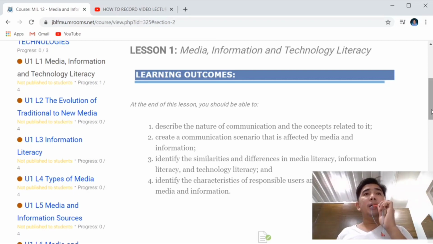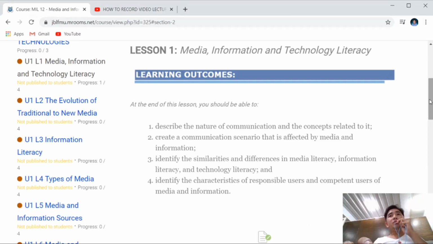And then number 4, we're going also to identify the characteristics of responsible users and competent users of media and information. As I've told you in the introduction before, there are different dangers when it comes to the use of communication and media to spread out information. So in this lesson, we're going to learn how to be a responsible individual or a responsible citizen when it comes to the use of information and media.